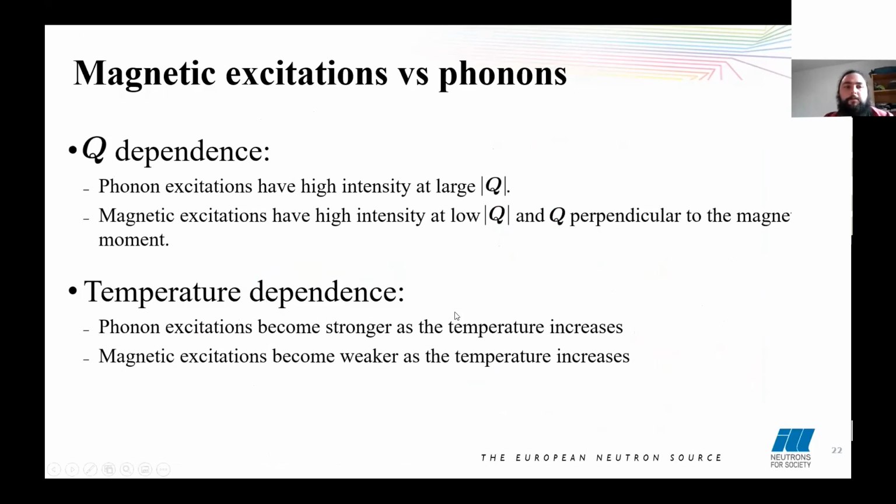So I talked a lot about polarized neutrons for diffuse scattering, magnetic diffuse scattering. You might be wondering, can we use polarized neutrons for inelastic scattering? The answer is yes, but it's not always necessary. Both magnetic excitations and phonons behave very differently.